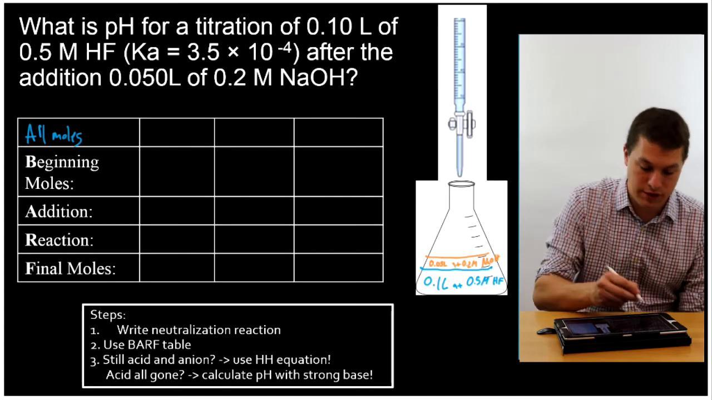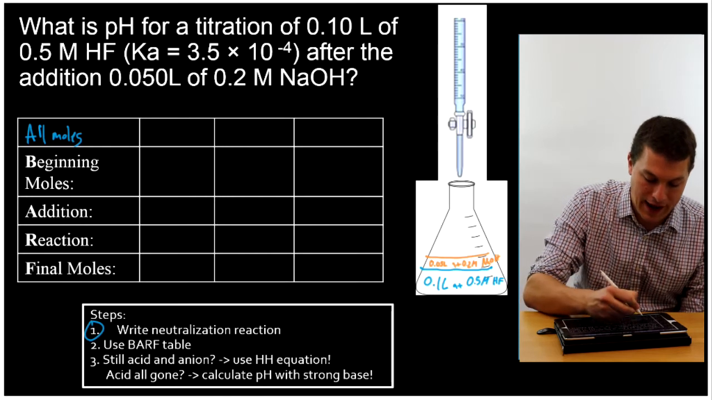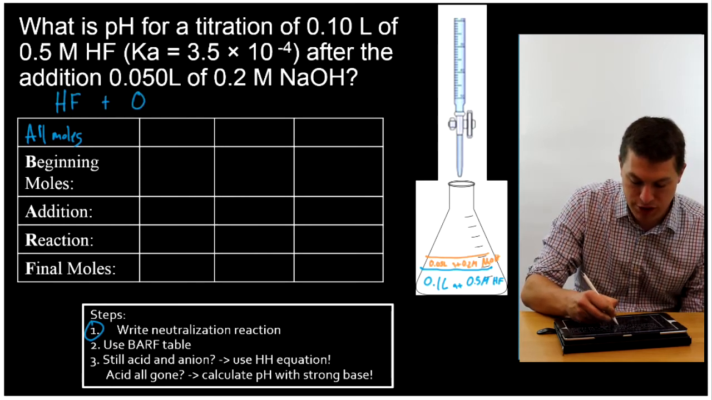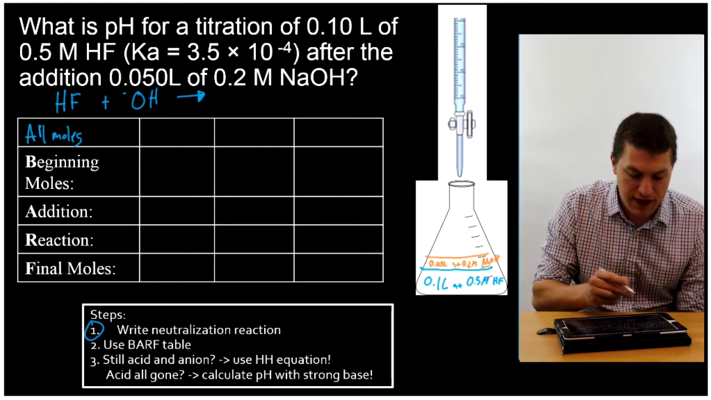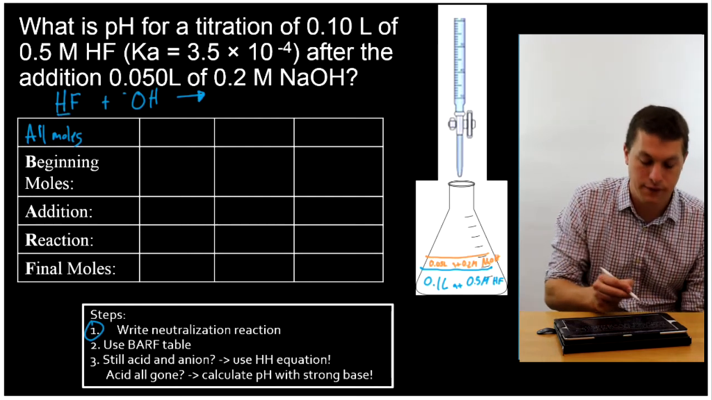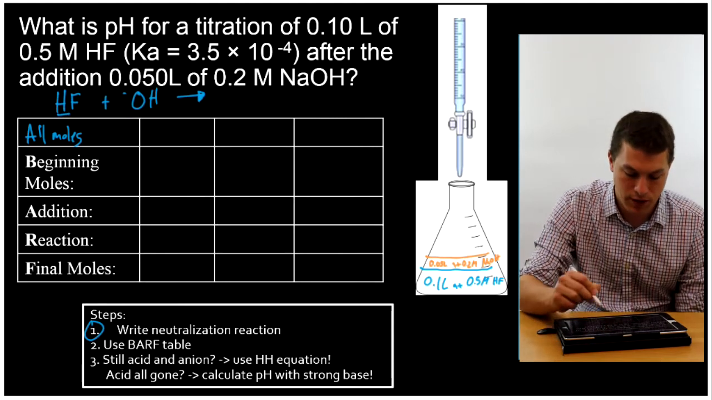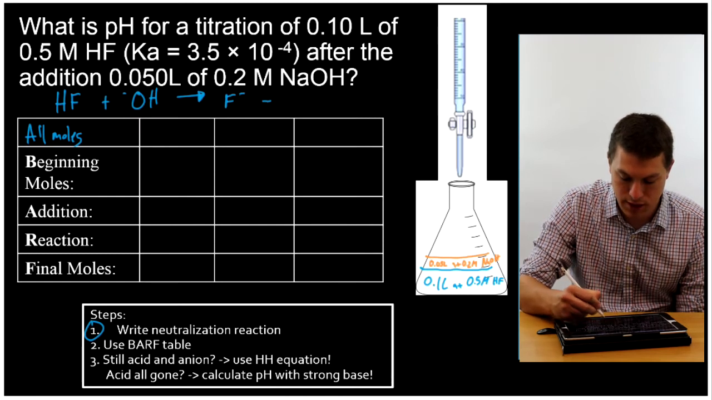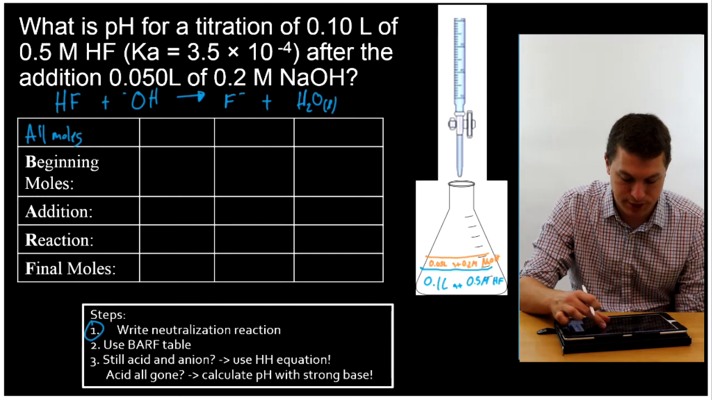Before we can use our BARF table, though, we need to write our neutralization reaction. And that's just what happens when we react our acid with our base. So we're going to take HF, and we're going to react it with our base. Remember, there's just OH minus ions floating around down there, so we can write it as OH minus. And this reaction is going to basically take the proton from my fluorine, and transfer it over to my OH minus. So all we get out then is my F minus, because it's lost the proton, and H2O, which is a liquid. So that's my neutralization reaction.